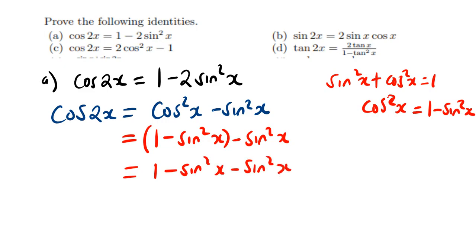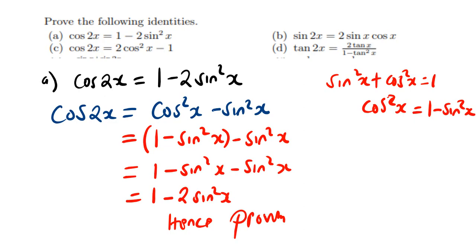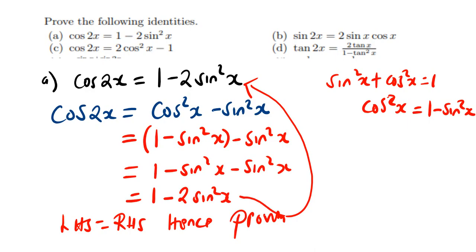Then what do we have? We go to 1. Now negative sine squared x and negative sine squared x, these ones are going to add, and because there's a negative, we have a negative 2 sine squared x. Hence proven. The left hand side is equal to the right hand side, just as we are able to see from this equation. Okay, so that's how we solve the first one.